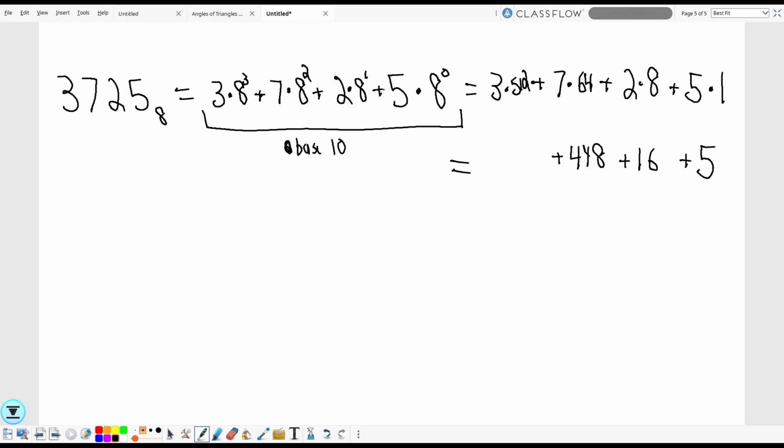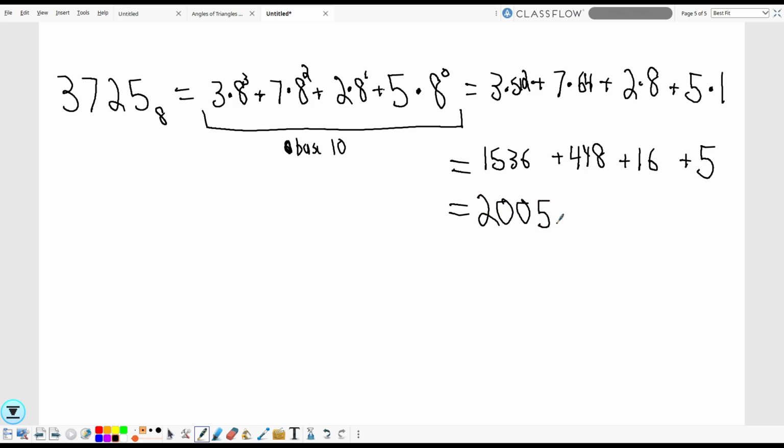plus 3 times 512 is 1,536. And then to get our base 10 answer, we would just add up all this together. So add this with the 448 plus 16 plus 5. And we get 2005.